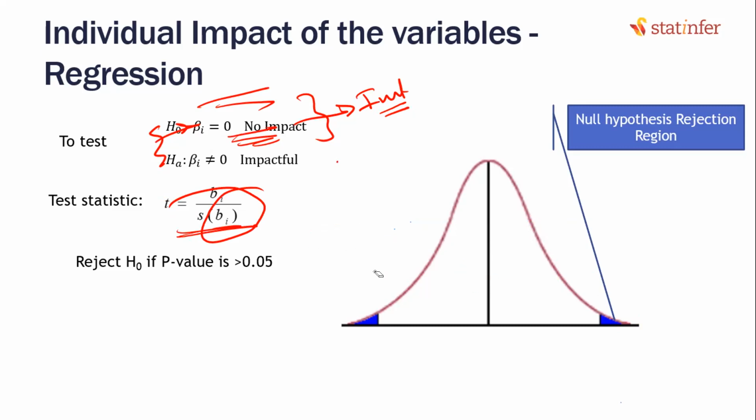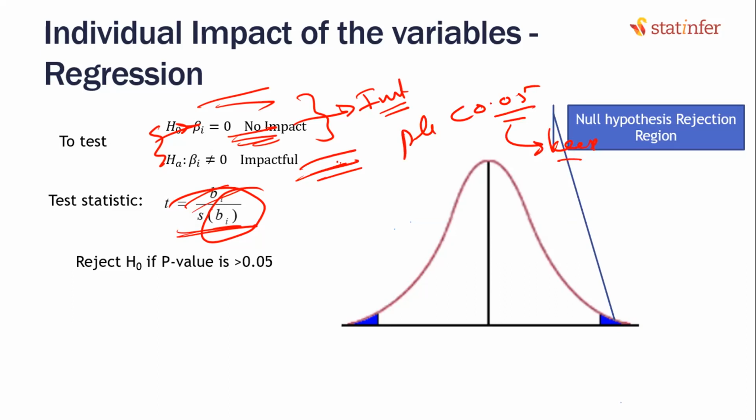Like with this one, closer means no impact. Farther means impact. Yes. Farther means impact, because farther means we will reject the null hypothesis. We accept the alternative, which means impactful. Farther means p-value is less. P-value is less than 0.05. That's why we keep such variables. We accept the alternative.